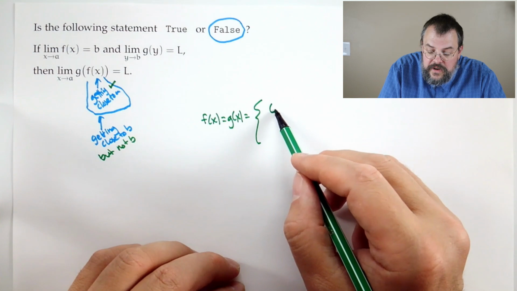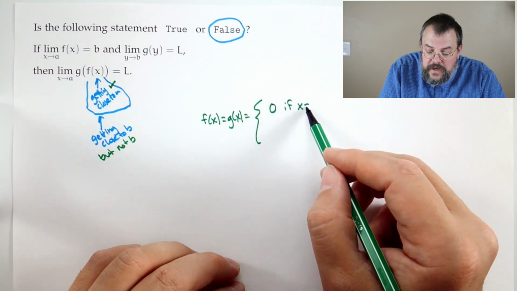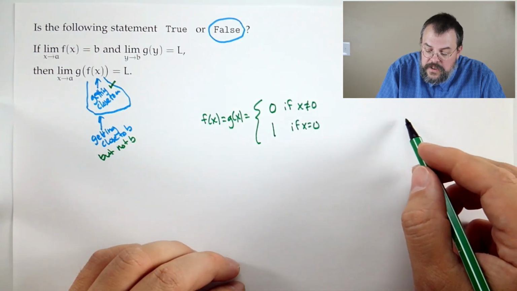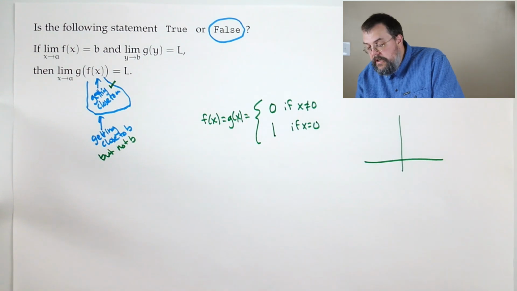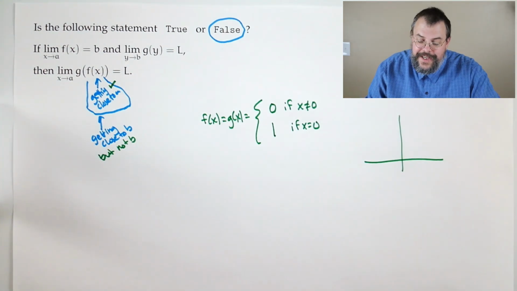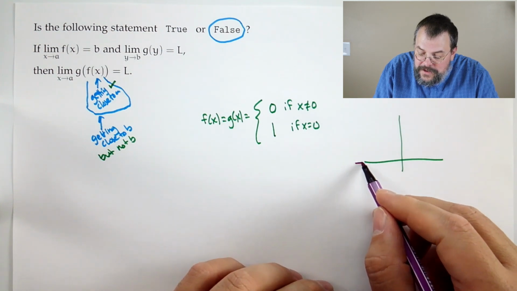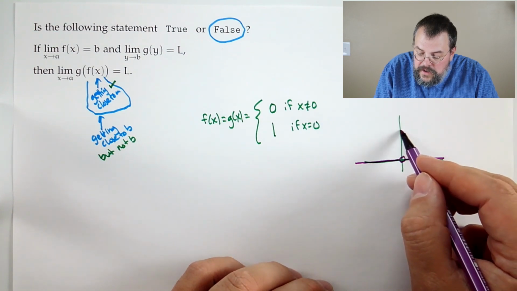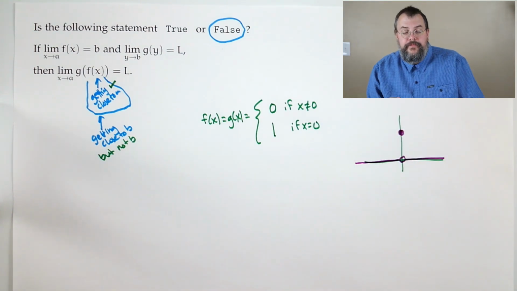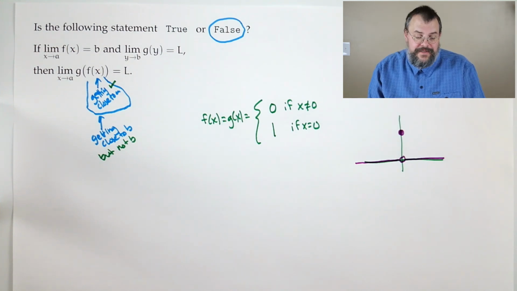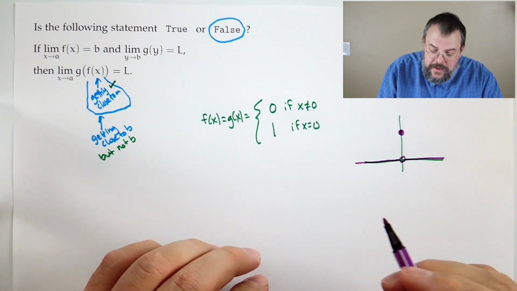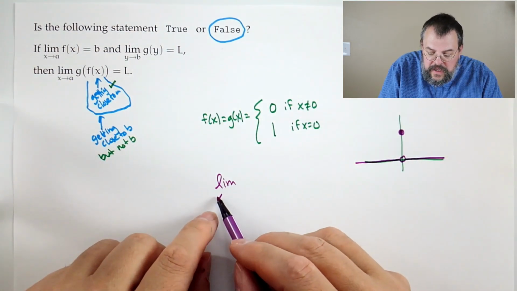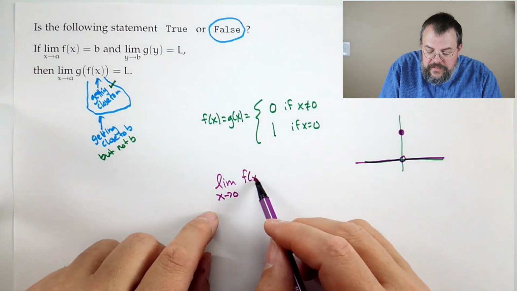It's going to equal 0 if you're not 0, and you're going to be 1 if you are 0. So if you were to graph this function, it's a really easy function to graph because it's almost always 0. So the way we graph that is we put a little tiny hole, and at 0 we're up at 1. Okay, so let's check a couple of things. First off, let's figure out what happens here. What's the limit as x approaches 0 of f of x?